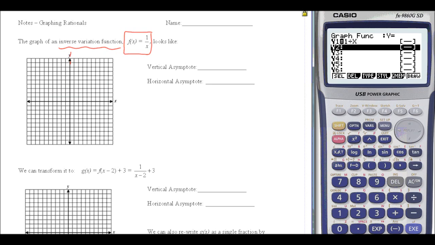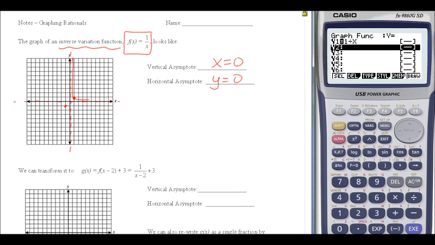Remember, this had a vertical asymptote at x equals 0, so I'm going to write that one down because I wasn't allowed to divide by 0. It had a horizontal asymptote at y equals 0 because I never touched the x-axis. And when I graphed it, there were only two really nice points on the graph, on the diagonals there.